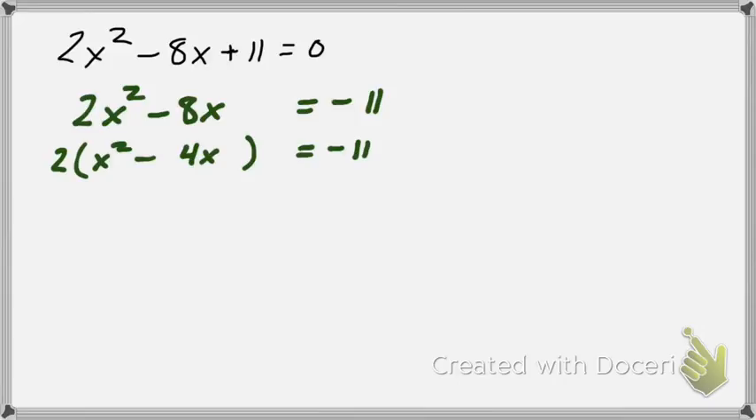We're going to add half of the b term squared now to both sides. So looking at the b term, what is half of the b term squared? Half of the b term squared. 4. So I'm putting a 4 right there.